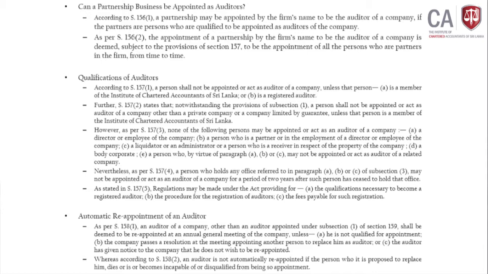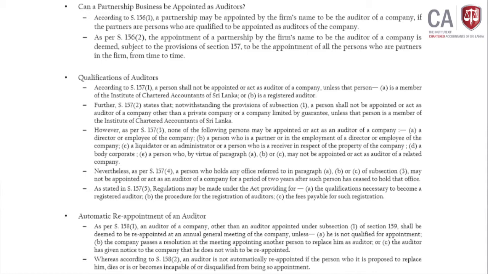Then, a person who is a partner or in the employment of a director or employee of the company. So if it's a partnership business, a partner of that business shall not be appointed an auditor. Or if he is employed as a director, a working director for example, or employee of the company, then they are not qualified to be a proper auditor of the company.